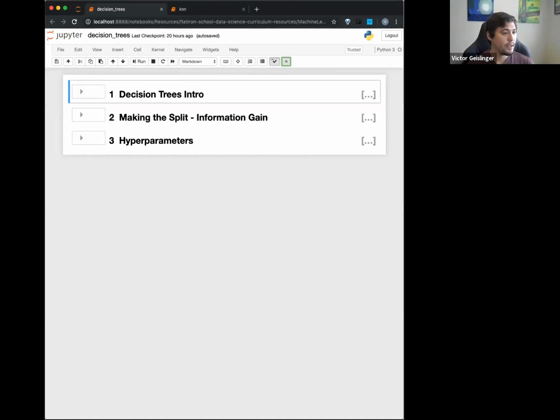Okay, so I'm gonna go ahead and share my screen. All right, let me see here. Cool, awesome, and decision trees.